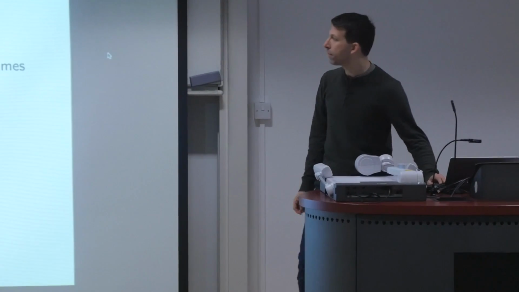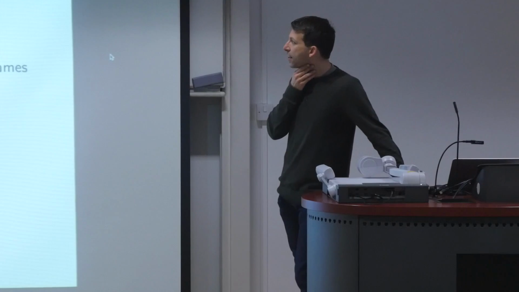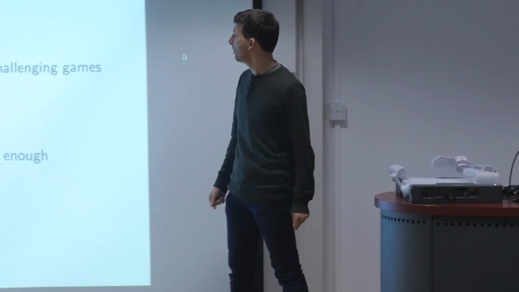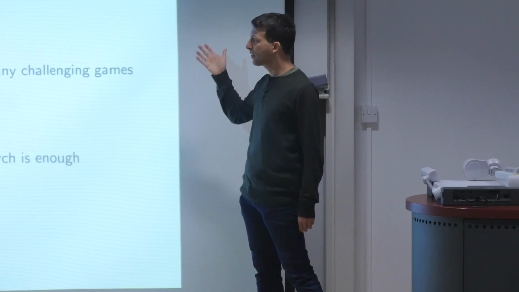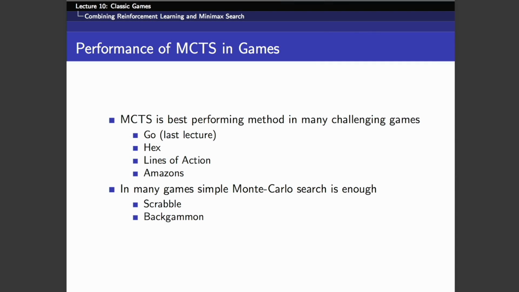OK, so for a few years now, MCTS has been the best performing method in many challenging games. So Go, I'll talk about a little bit more. Hex, lines of action, Amazon. And I'm also going to talk about some recent results shortly where we see that it turns out to also perform very well in games like chess, where minimax search methods like alpha beta were previously thought dominant. But what's interesting is that in many really interesting games, simple Monte Carlo search is enough.